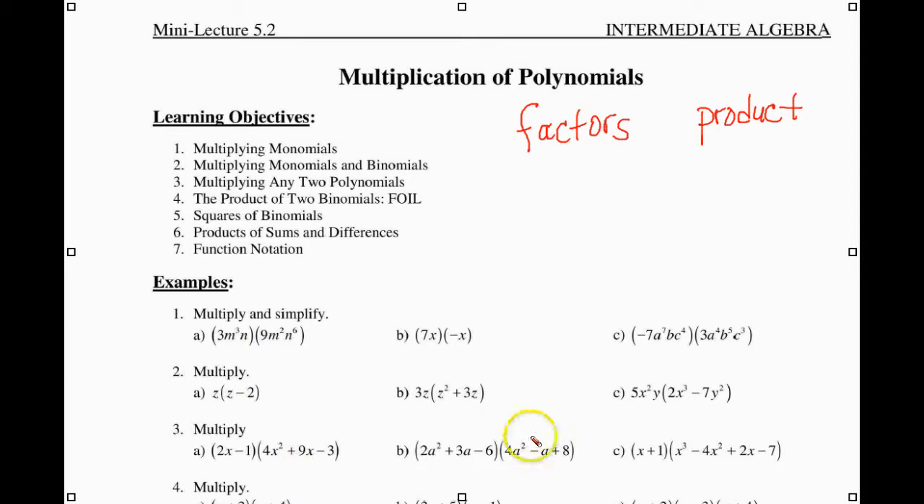So this is what we're looking for throughout these objectives as we go through them: multiplying monomials, monomials and binomials, polynomials, the product of two binomials using that special method FOIL, squaring a binomial, then the products of sum and differences, and then we'll just do a little review of function notation.